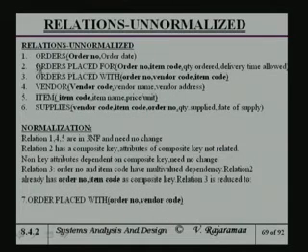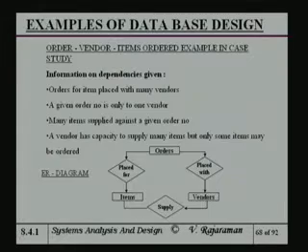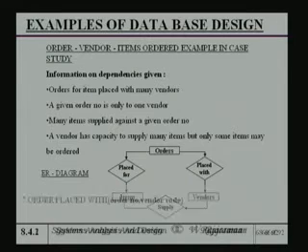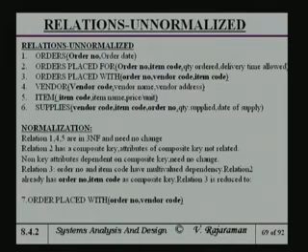So the unnormalized relations are: orders, order number, order date. Just by looking at this diagram, I can come up with unnormalized relations. That is a starting point. Orders: order number and order date. Order placed for: order number, item code, quantity ordered, delivery time allowed. Order placed with: order number, vendor code, item code. Vendor: vendor code, vendor name, vendor address. Item: item code, item name, price per unit. Supplies: vendor code, item code, order number, quantity supplied, date of supply.